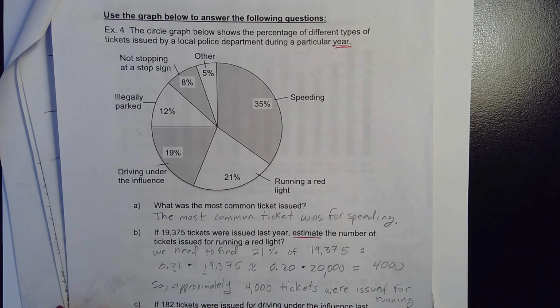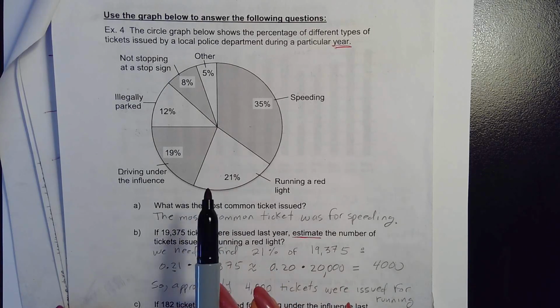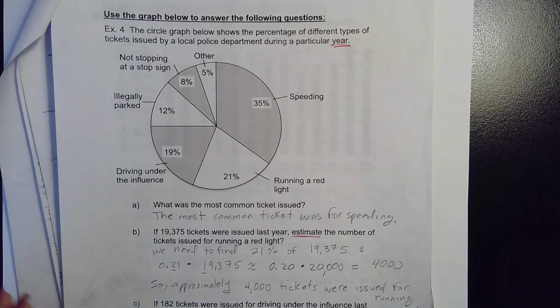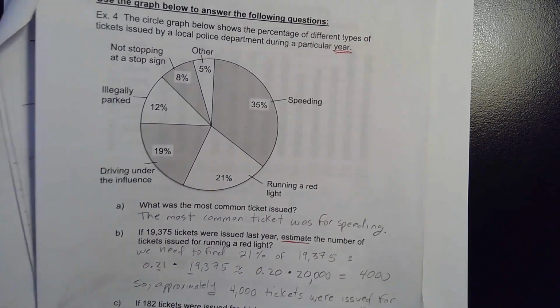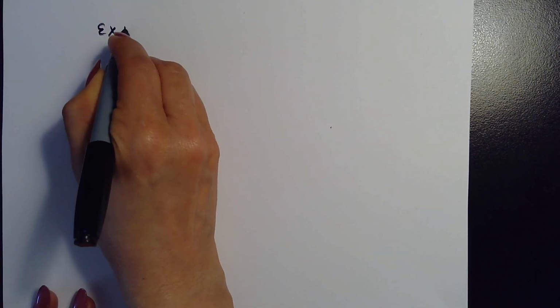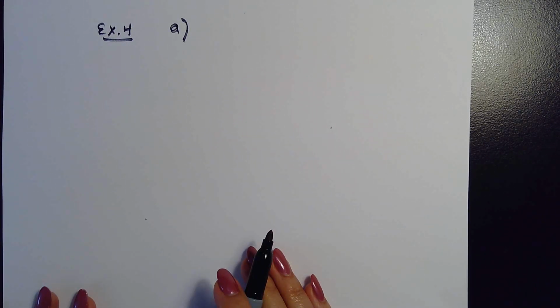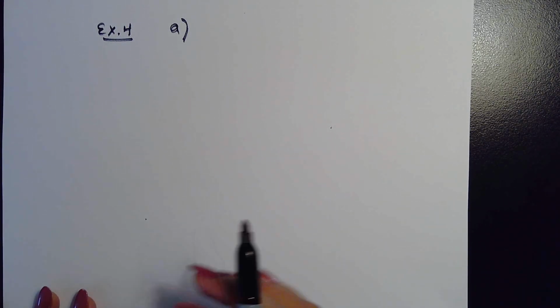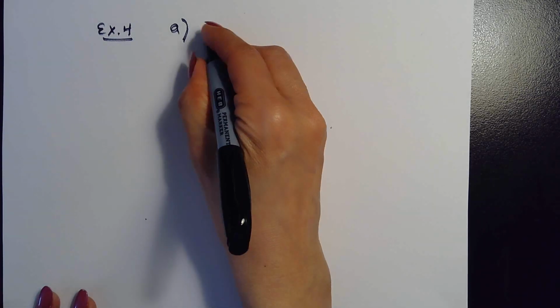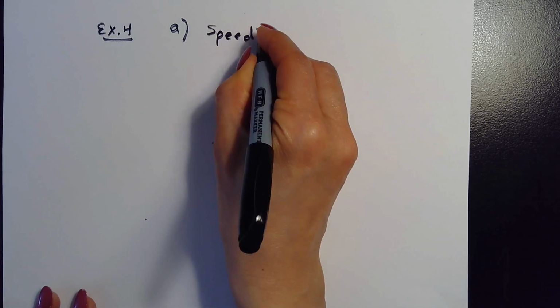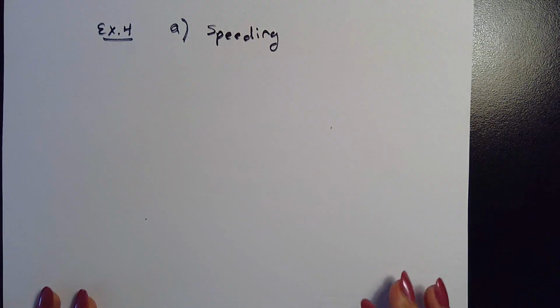So we're going to answer some questions here based on this graph. Make sure you're looking at the graph while I'm answering the questions. The first question is, what is the most common ticket issued? This is example 4, part A. The most common ticket issued was for speeding. Speeding was 21%.